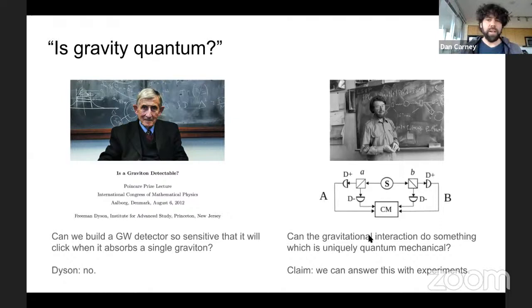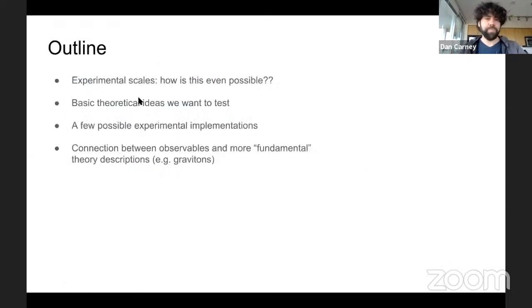So we'd like to ask the question, can you do something like that with gravity? And the claim in this talk is going to be that yes, you can ask this. Yes, you can do such an experiment. And yes, it will tell you something interesting about these more high-energy questions about gravitons, for example.